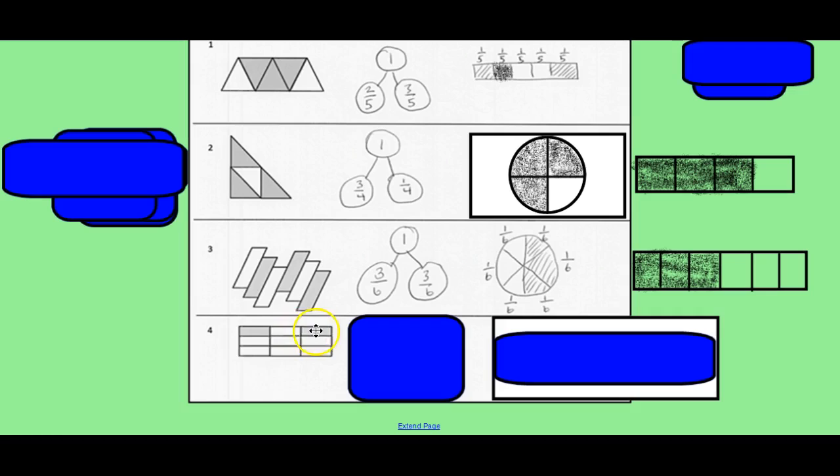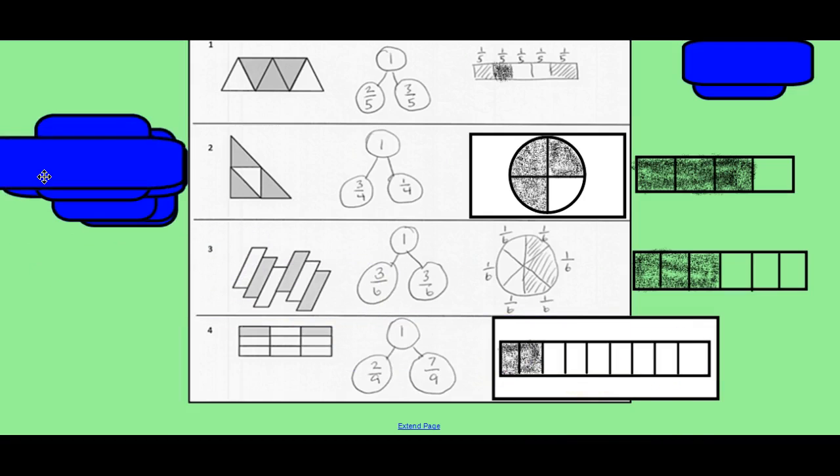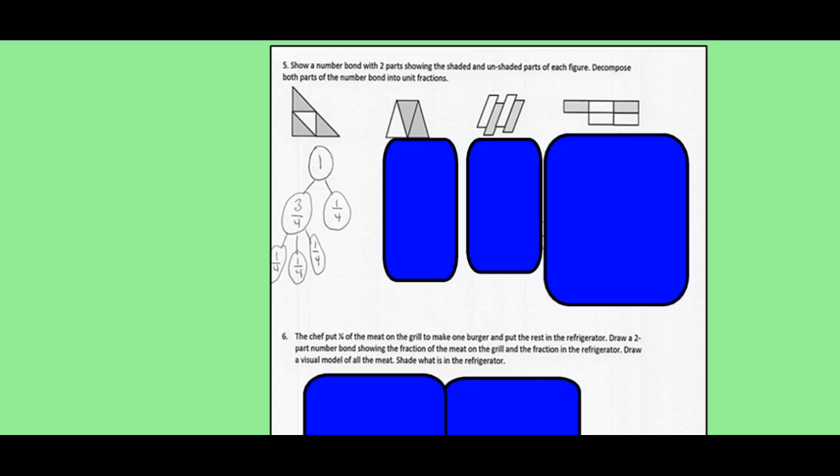Down here on this one, there are 3, 6, 9 parts. So our number bond has one whole, and there are 2 parts that are shaded and 7 parts that are not shaded. So that's where we get 2/9 and 7/9. And it's not very easy to make 9 equal parts on a circle. So once again, I just drew a rectangle and I shaded 2 parts since this model had 2 parts that were shaded as well. Okay, we're going to move on to the back.